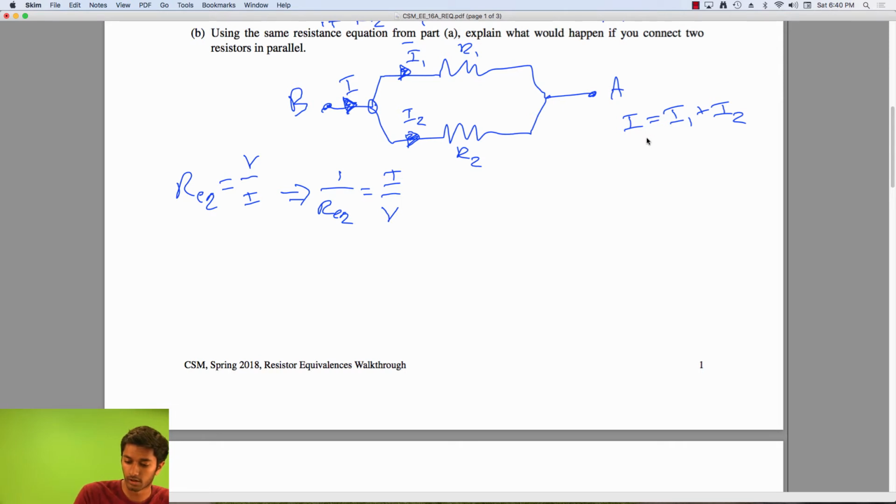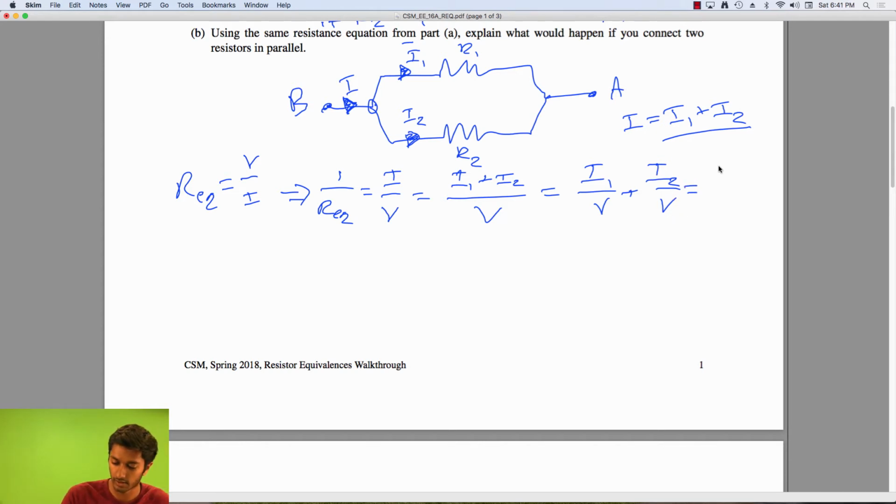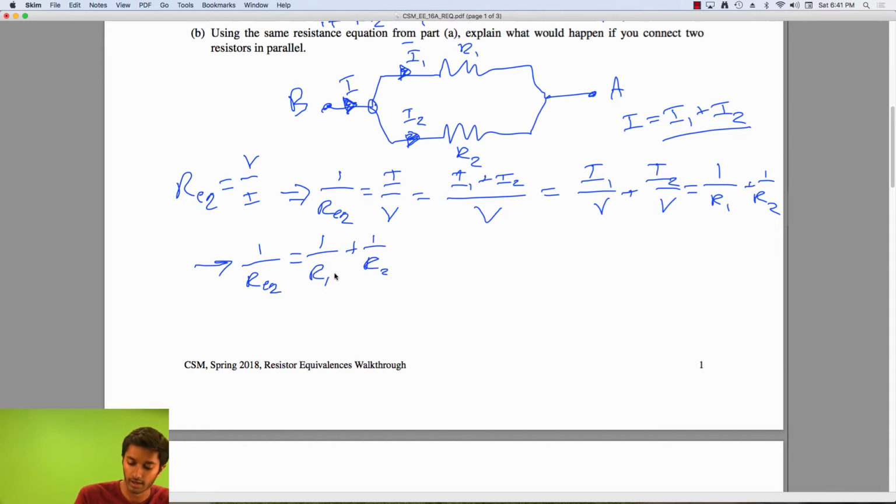And then we plug in our relation for I into this equation. So we get (I1 plus I2) over V. And this is I1 over V plus I2 over V. And this is the same thing as 1 over R1 plus 1 over R2. So this gives our final relation of 1 over Req equals 1 over R1 plus 1 over R2. And we can write this for Req as 1 over (1 over R1 plus 1 over R2).